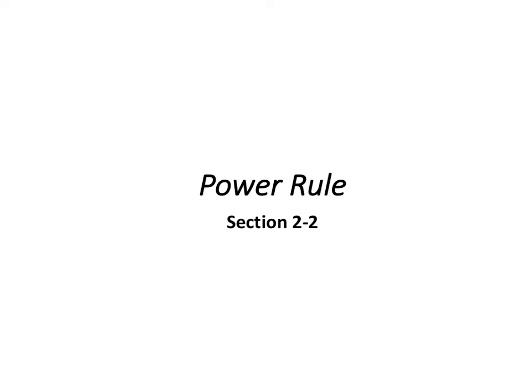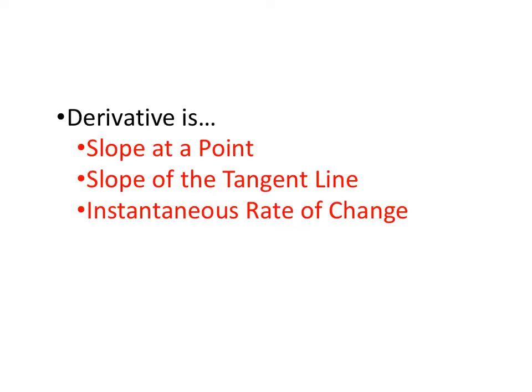This lesson is section 2 of unit 2, the power rule. In this section, we're going to talk more about the derivative. And we can think of the derivative as being three things. It can be the slope at a point on a line or on a function. It can be the slope of the tangent line, or it can be the instantaneous rate of change.